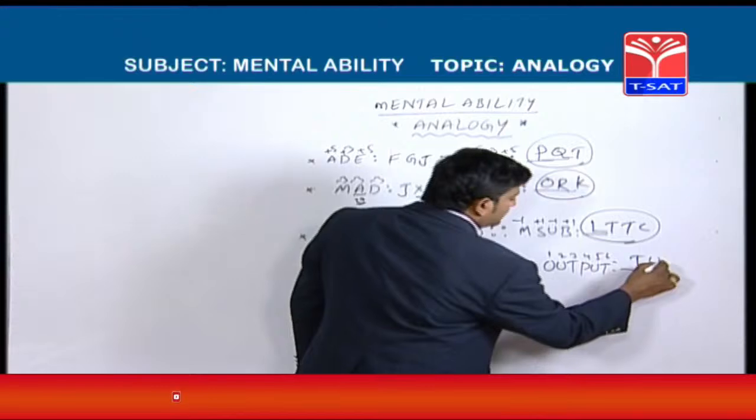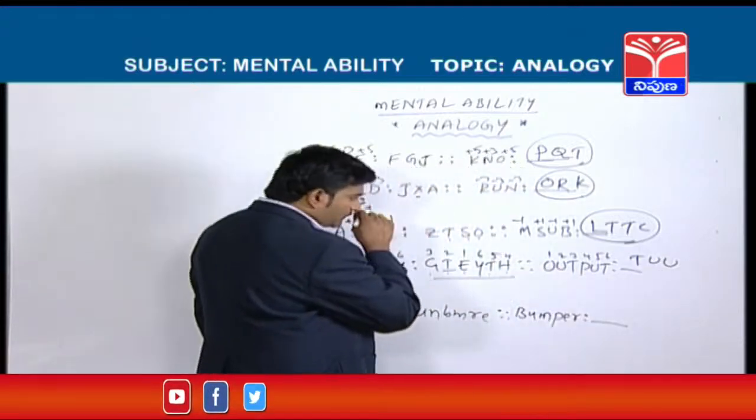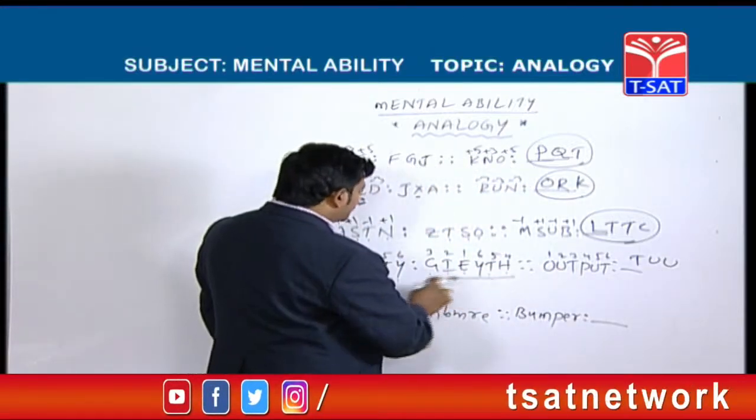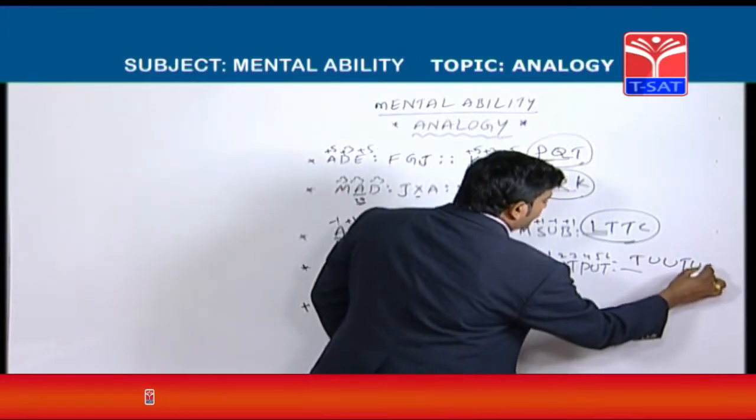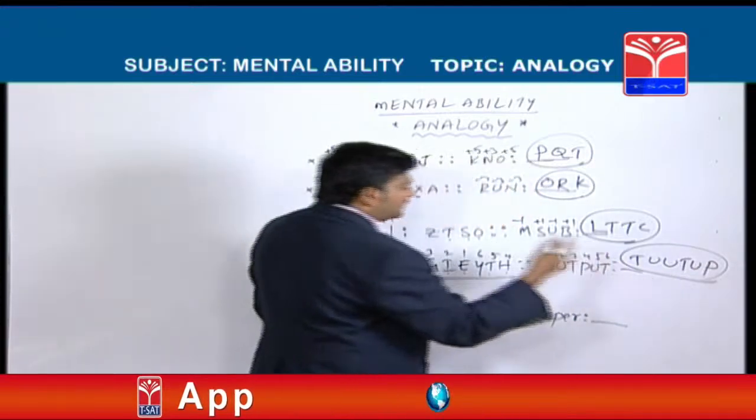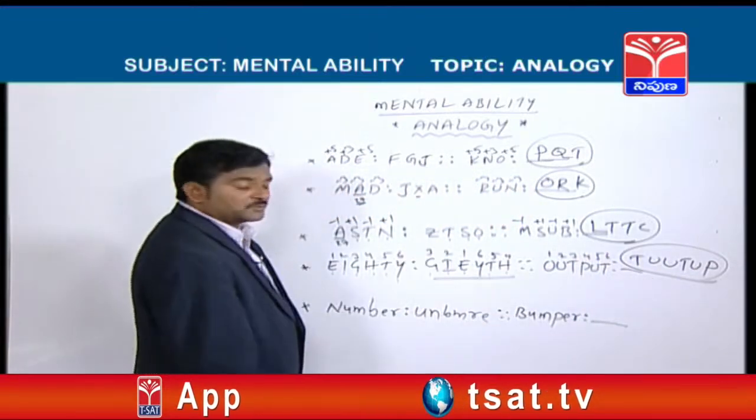1 means again U. Okay. 3, 2, 1. And 6, 5, 4. 6 means T. 5 means U. 4 means P. Okay. It's very clear. 1, 2, 3, 4, 5, 6. 3, 2, 1, 6, 5, 4.